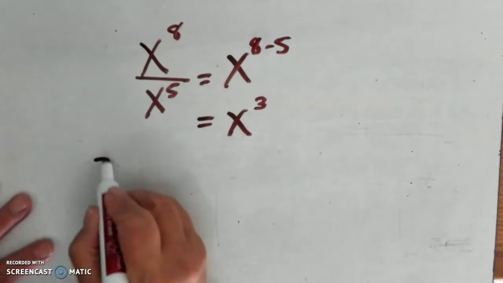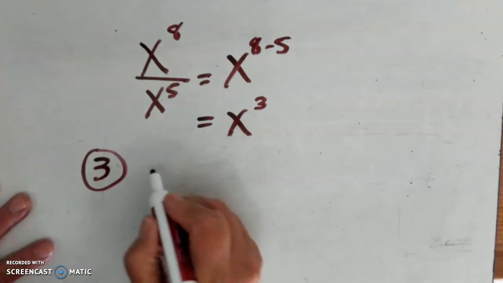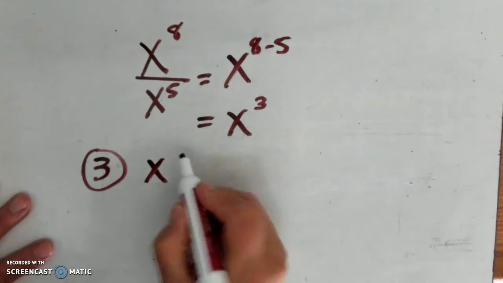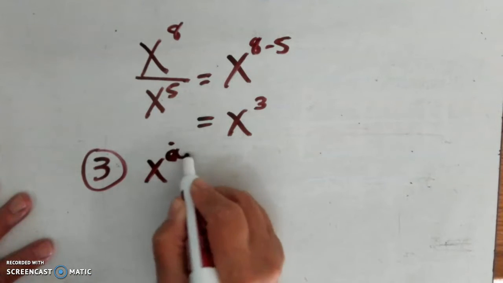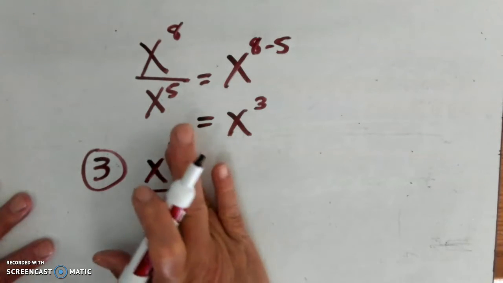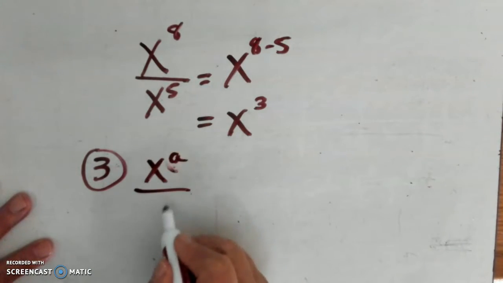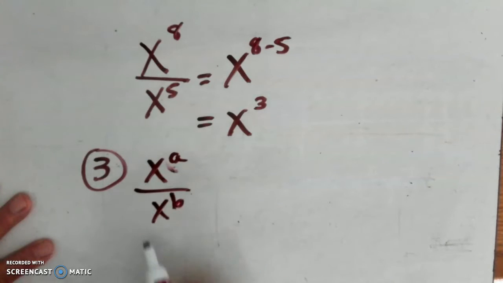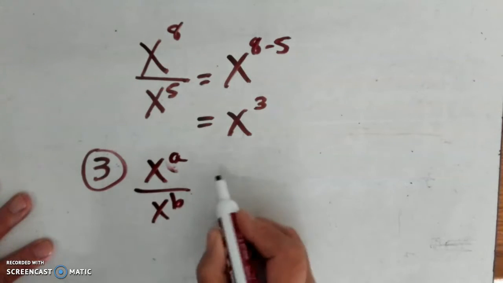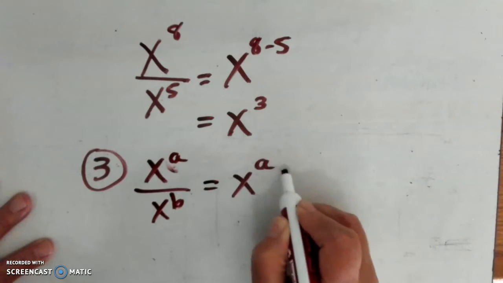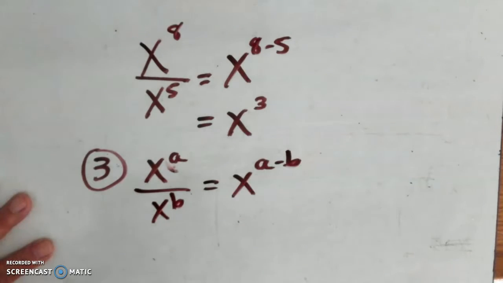So the third rule is if I'm dividing and they have the same bases, I'm going to call this x to the a, divided by x to the b power. Again, they have to have the same bases. The bases are x. This is equal to x to the a minus b power.